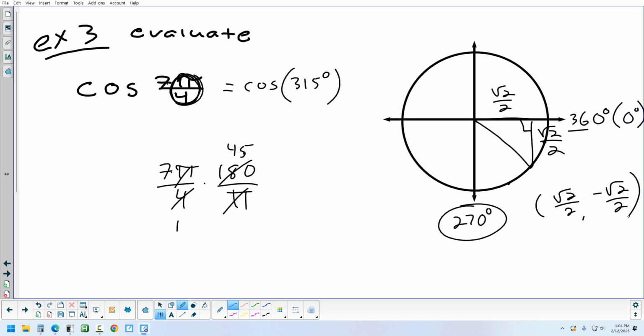And now they want the cosine. Since they're different, if you mix them up, it's going to be a problem. What's the cosine of 315? Square root of 2 over 2. It's the x value, square root 2 over 2.